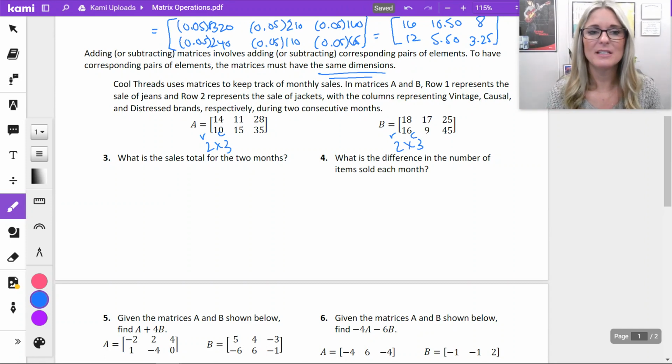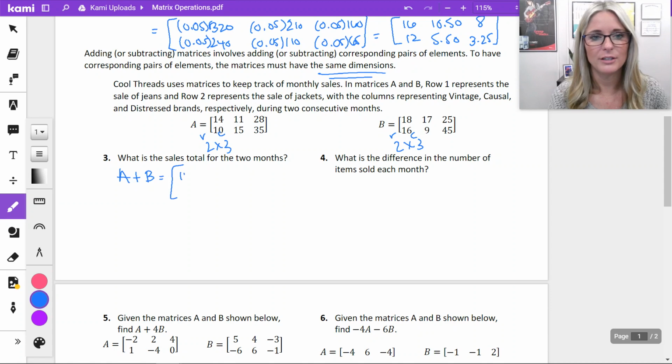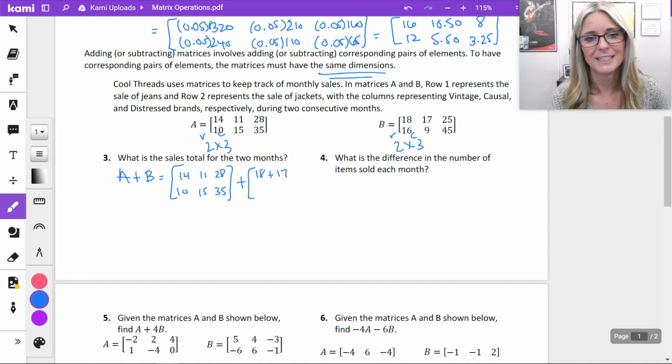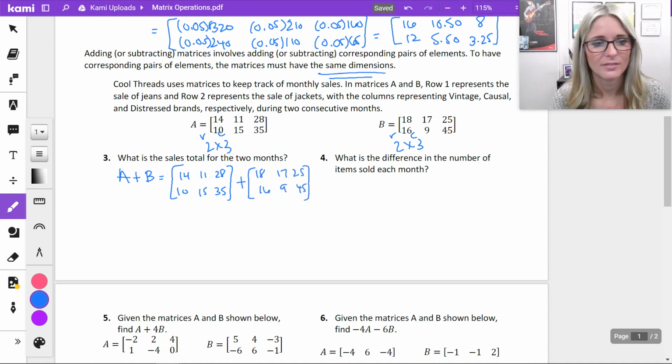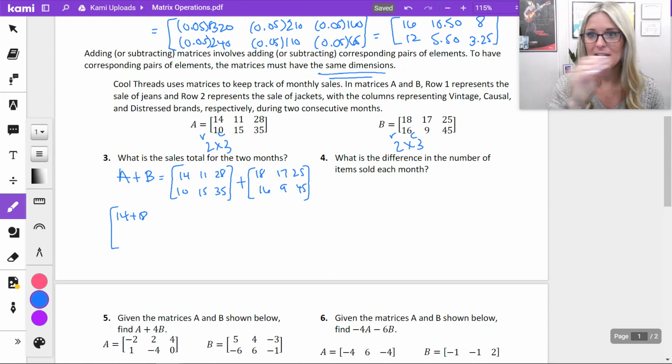Number 3, what would be the sales total for the 2 months? So let's do A plus B. I'm going to show this all out. We're going to do 14, 11, 28, 10, 15, 35, matrix A, plus matrix B, 18, 17, 25, 16, 9, and 45. So just to illustrate, we're doing 14 plus 18. The element that's in 1,1, first row, first column, is going to get added together.